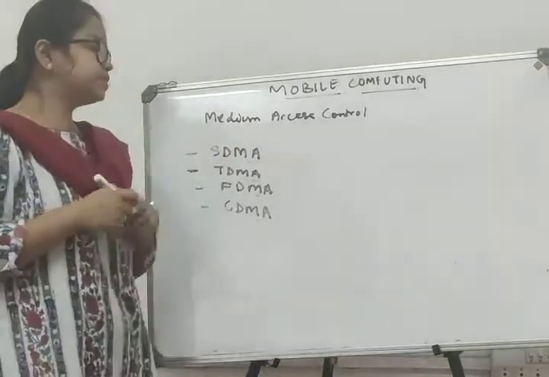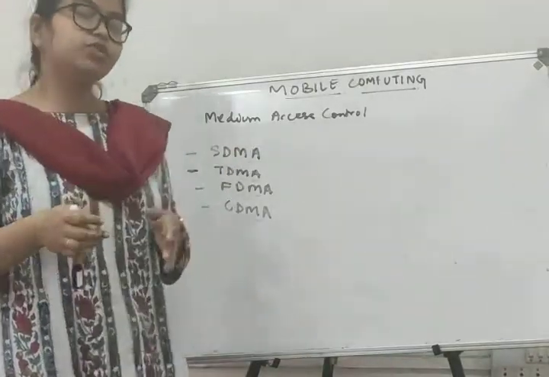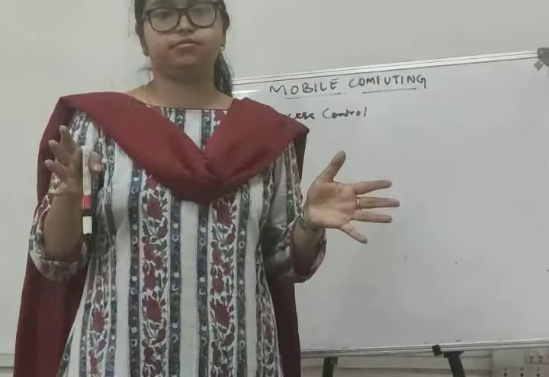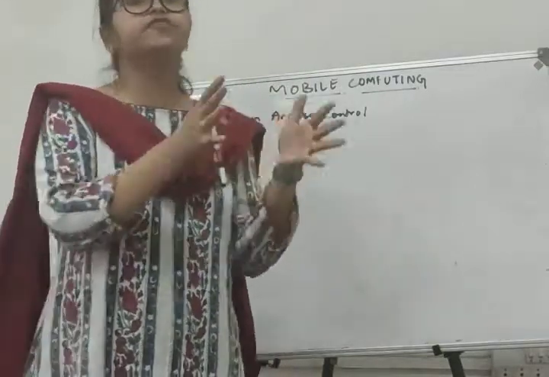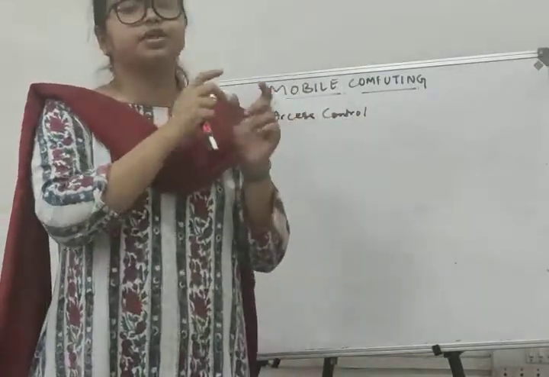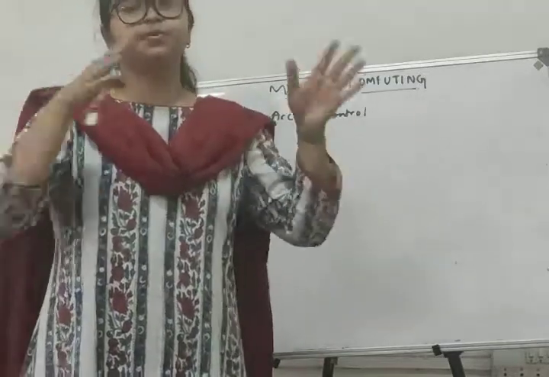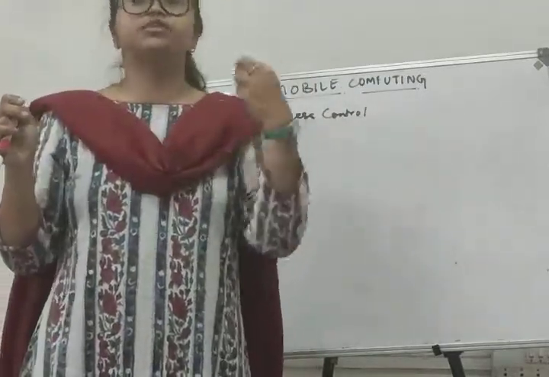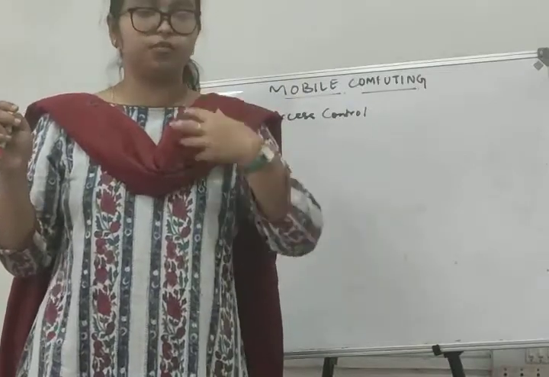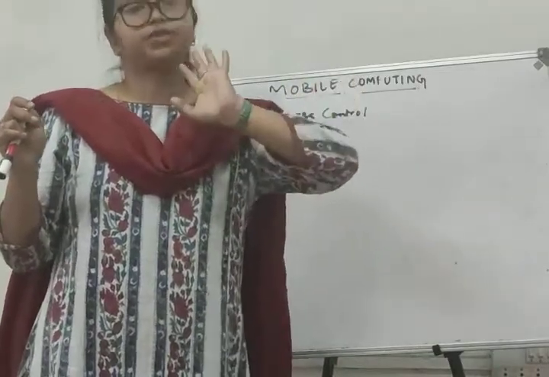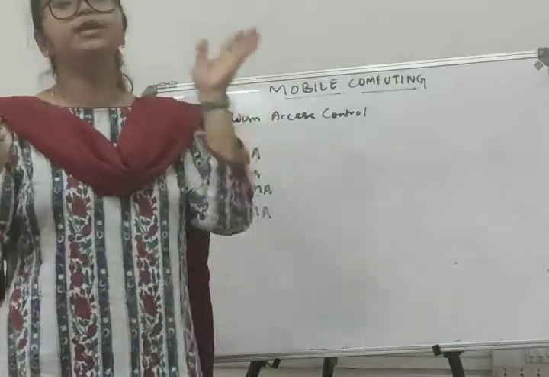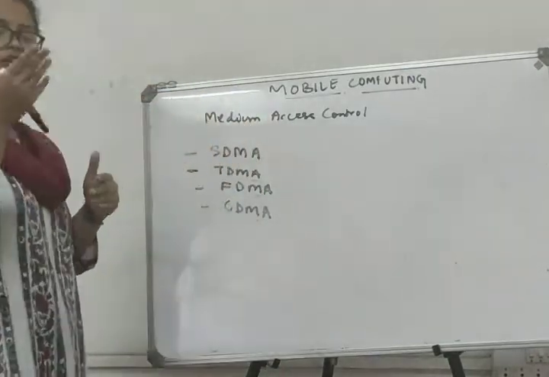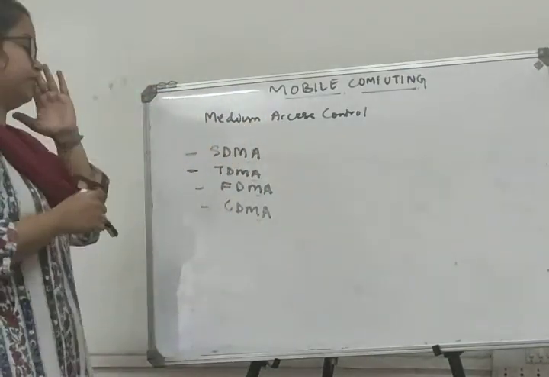Okay, what happens in SDMA is we divide the space. We divide the space and we give the space to a proper device. Suppose there are three devices, the entire space is divided into three sections, and each device uses that space, that is the wireless area, to communicate to different other devices, to receiving devices.